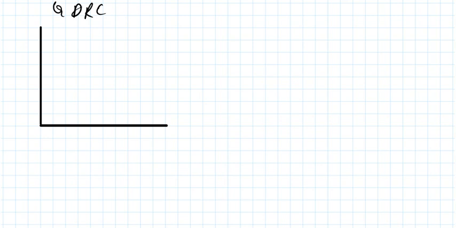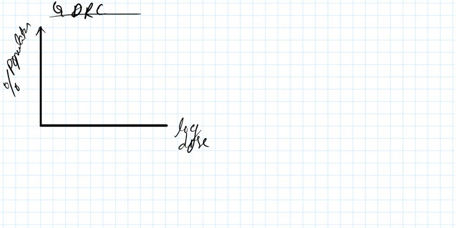In case of a quantal dose response curve, what you will see: this is the percentage population. Now you have a drug which is given to the population. This x-axis is log dose and the y-axis is the percentage of the population.